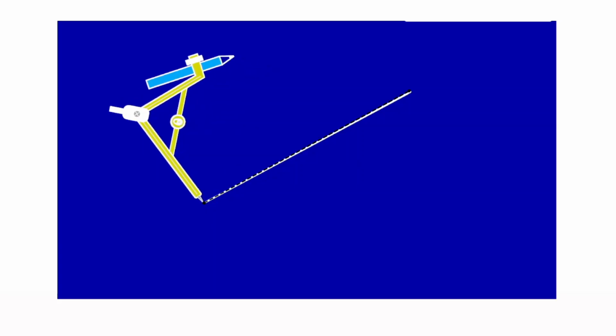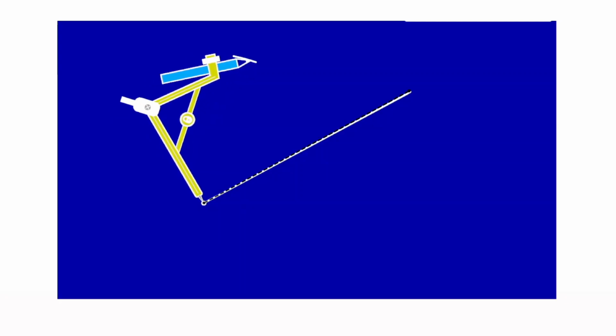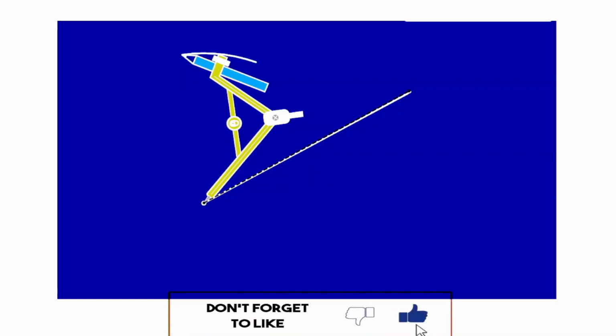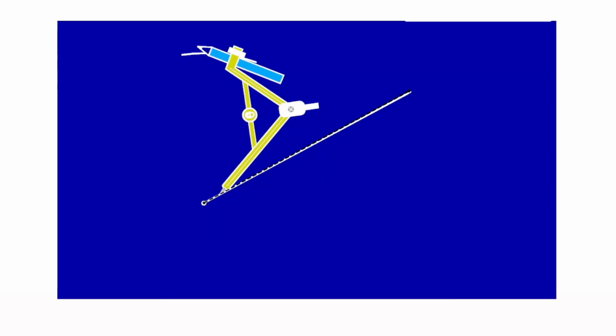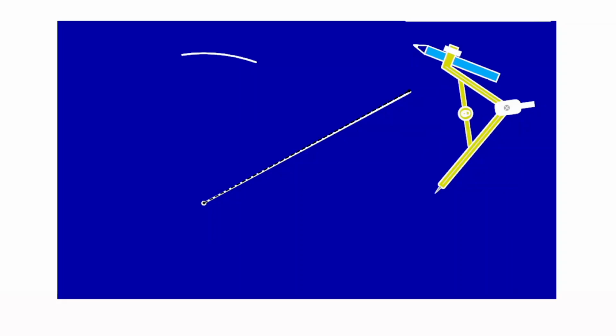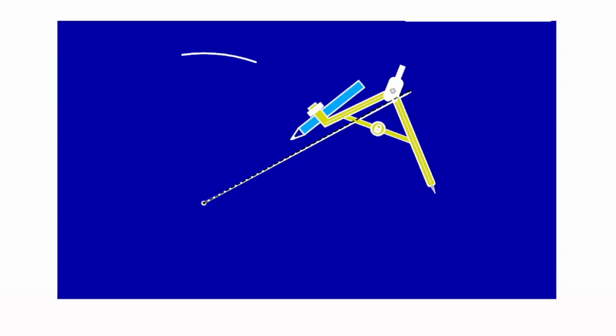And let's draw it. Let's draw an arc. Okay, I'll draw that. So now after that I'll lock it. So now I'll pick this one and I'll place it on the other side. Okay, and I'll draw it again.